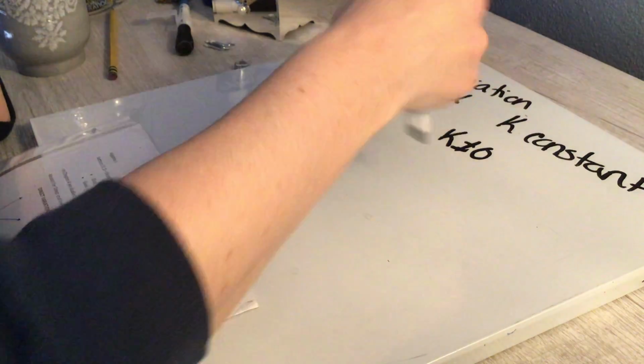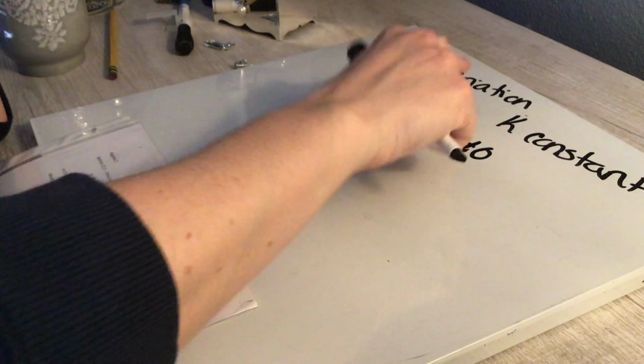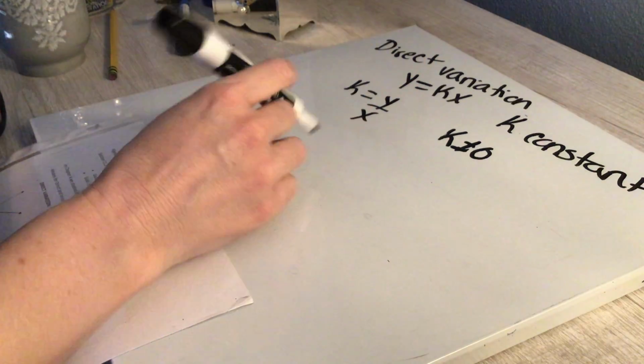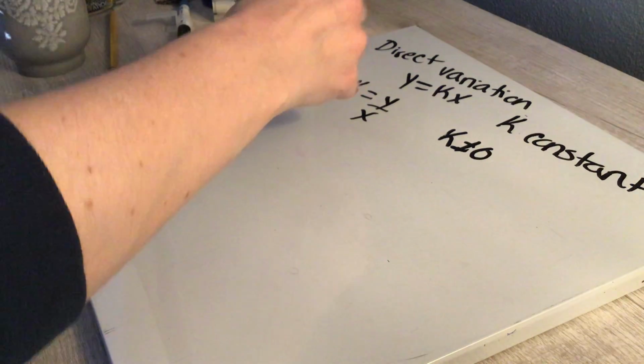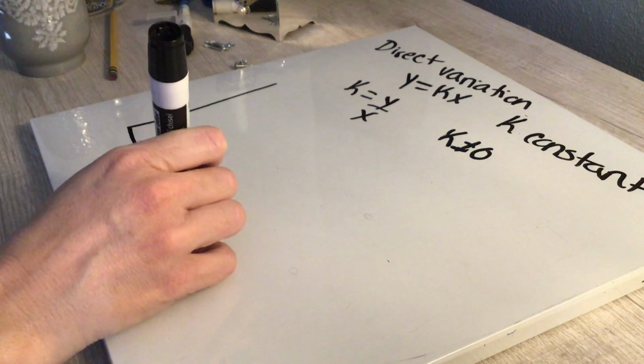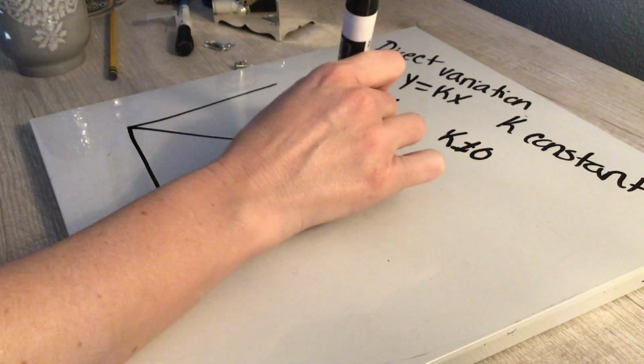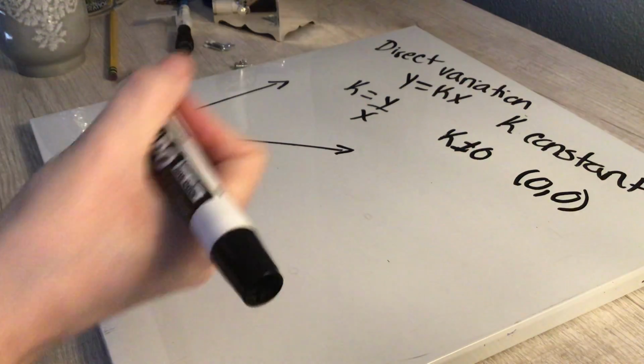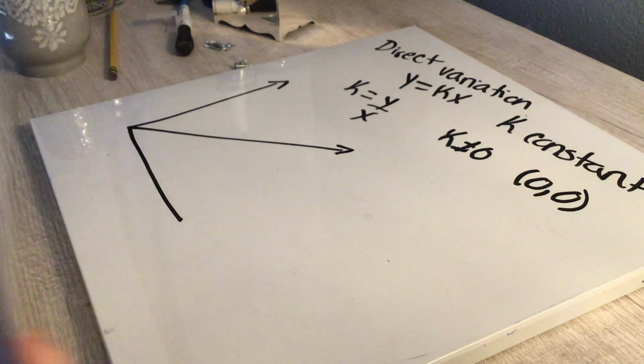because if it does, then every x value gives you a 0 y value. And direct variation is linear. So when you graph it, it looks something like this. And it always passes through the point 0, 0 for direct variation. Okay?